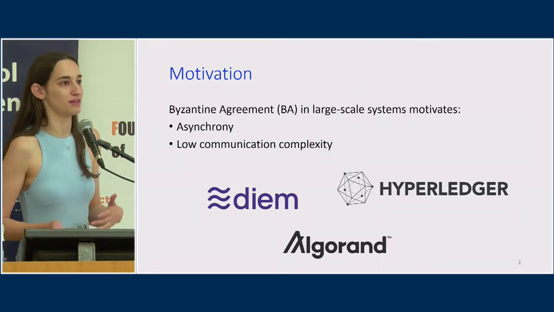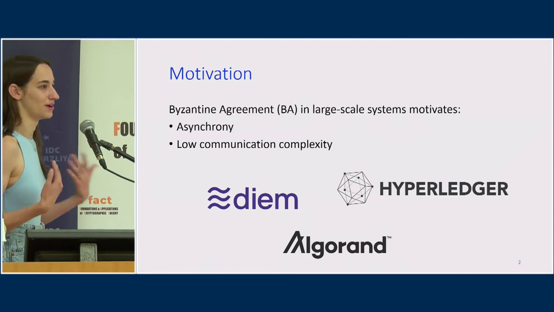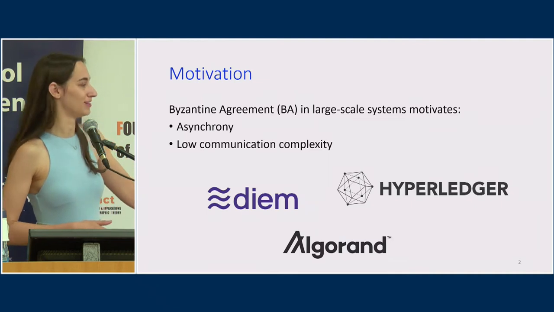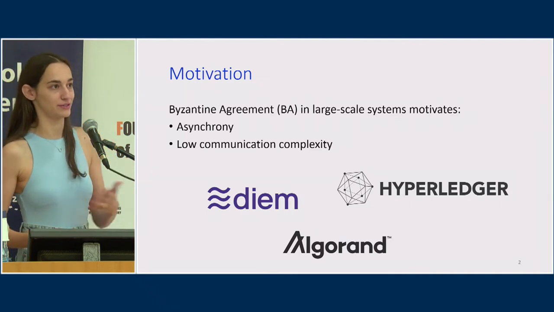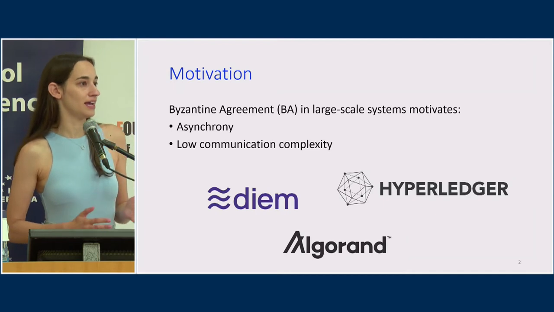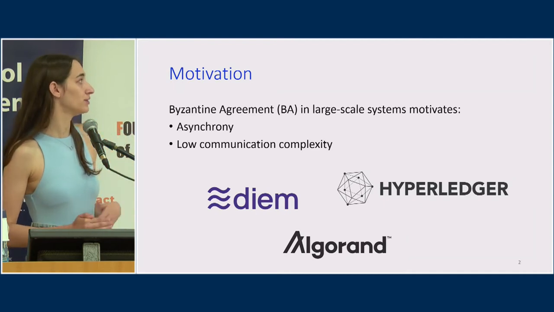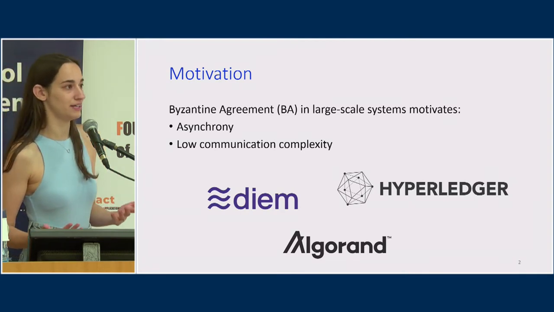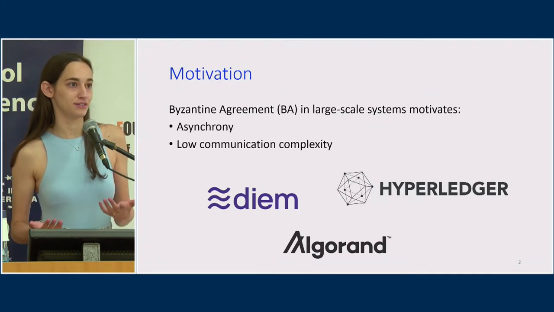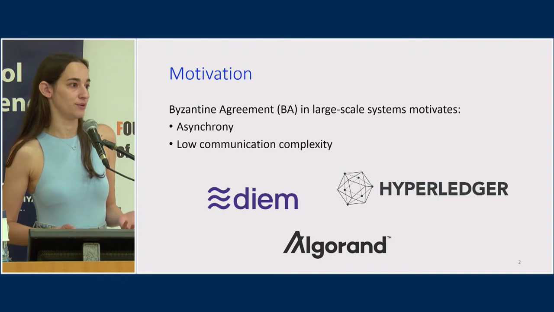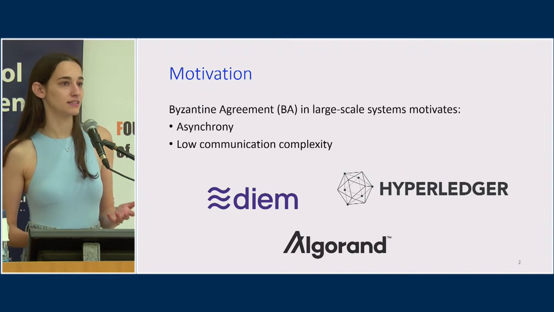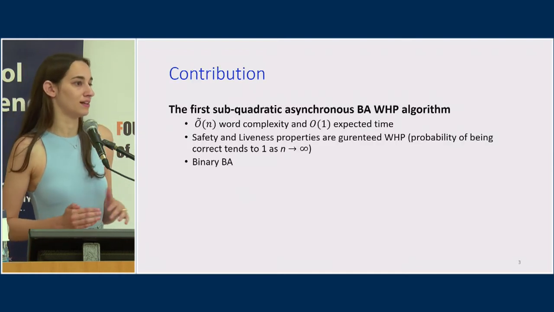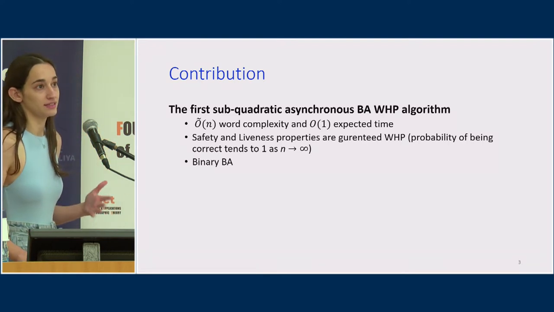So let's start off with a bit of motivation. You all know consensus, you all know what it's good for, and it's used in many large-scale systems. For example, Diem or Libra, Hyperledger, Algorand, and so on. And it motivates both asynchrony and low communication complexity. And we all know from the FLP result that in order to make some kind of algorithm work in asynchrony, we must settle on randomized consensus. Same goes for the low communication complexity. We have the Dolev-Reischuk bound, which states that it must have a quadratic number of messages. So we know that we must settle on a randomized algorithm, and this is exactly what we do.